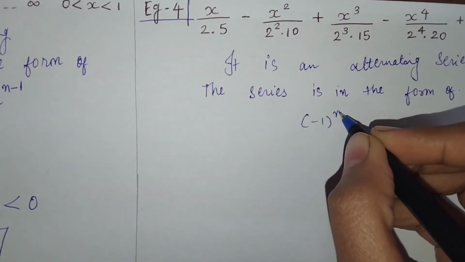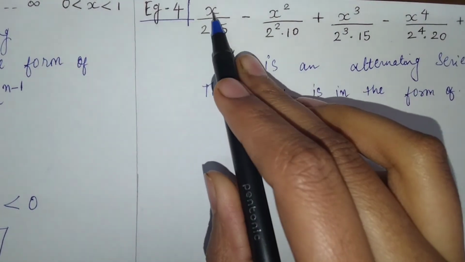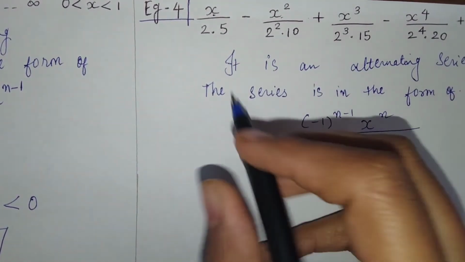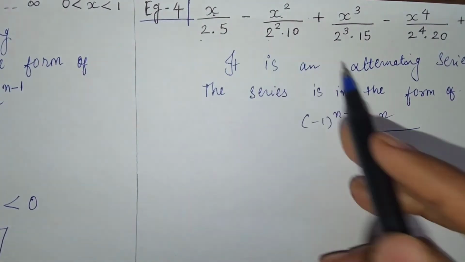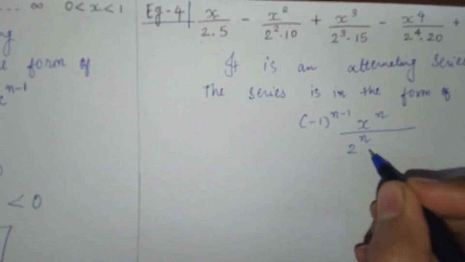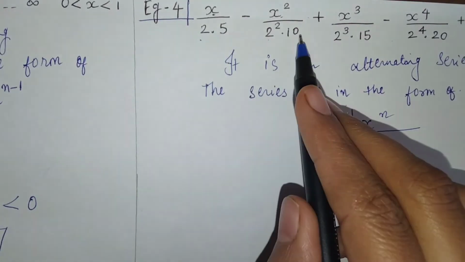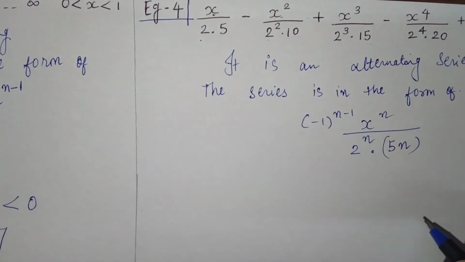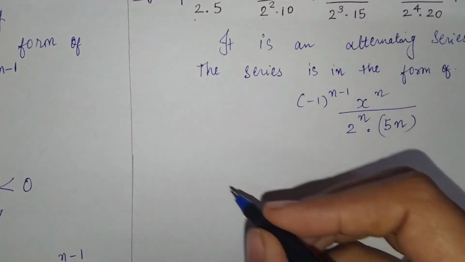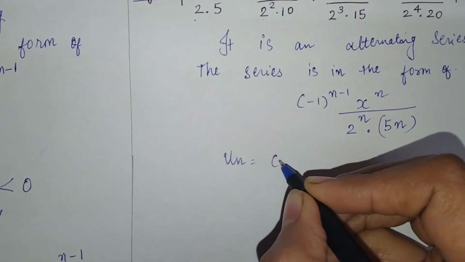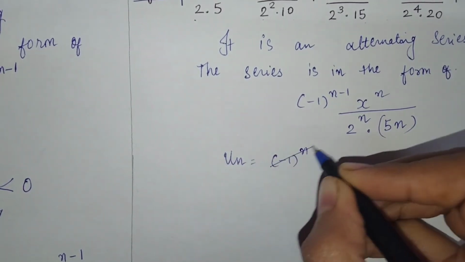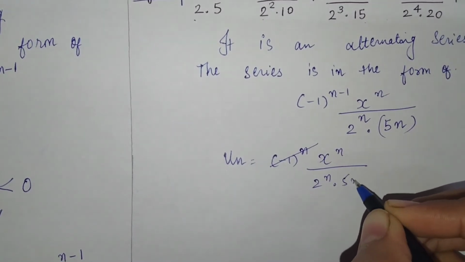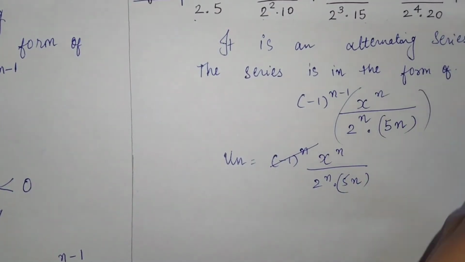minus 1 raised to n minus 1 into, here in the numerator part we have x raised to n, and in the denominator part we have 2 square, which means 2 raised to n, into 5, 10, 15, that is multiples of 5. So we can write 5n. So we got our un. So un will be x raised to n by 2 raised to n into 5n. This will be our un.